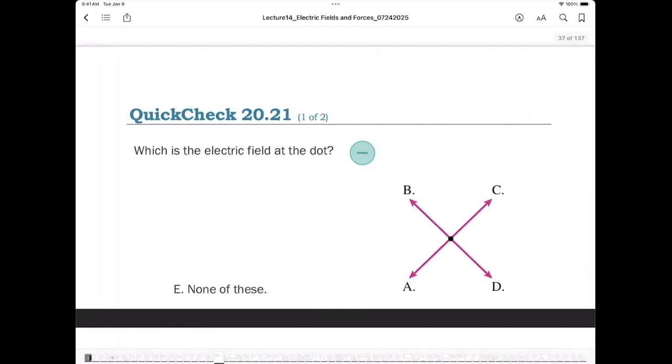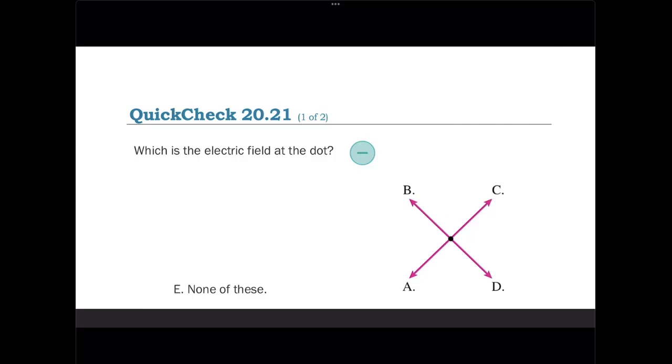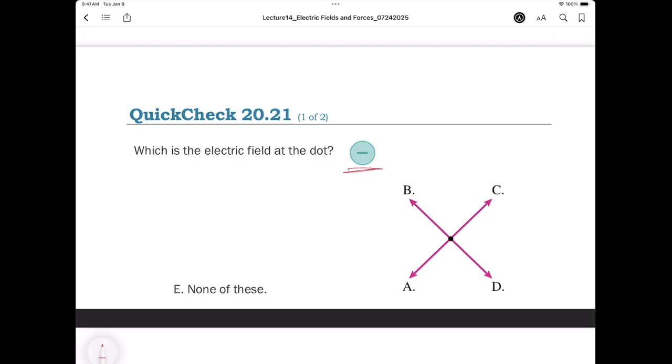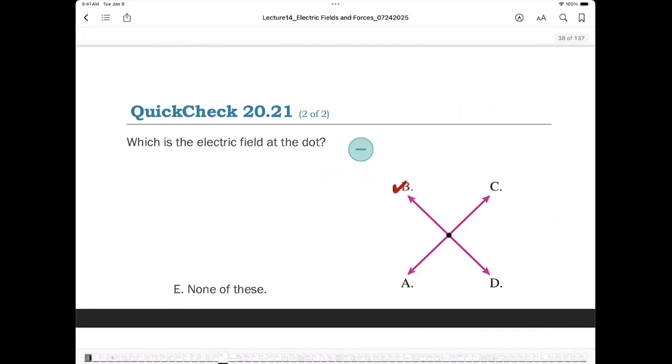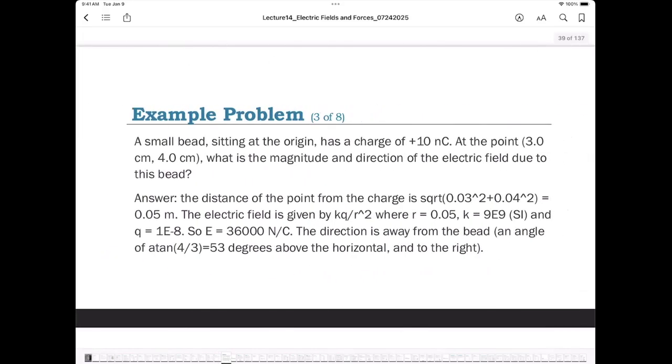Okay, let's talk about the other one, which is the electric field at the dot. Here, because the source charge is negative, the field will point toward it. So the electric field should point to this side, which means it should be B. Does that make sense to you? Let's see the other example problem.